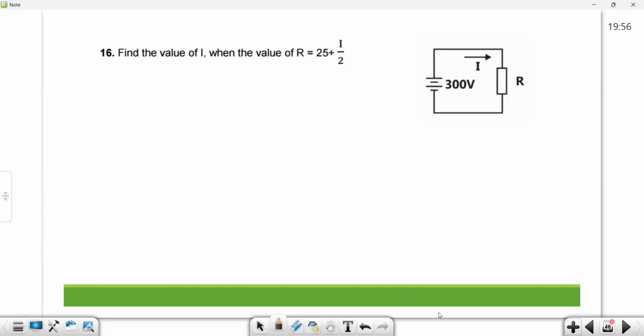You please try to solve this. This is simple. V is equal to IR formula only. Nothing more is needed. But here the R value is given, and the V value is equal to 300. How will you find this?